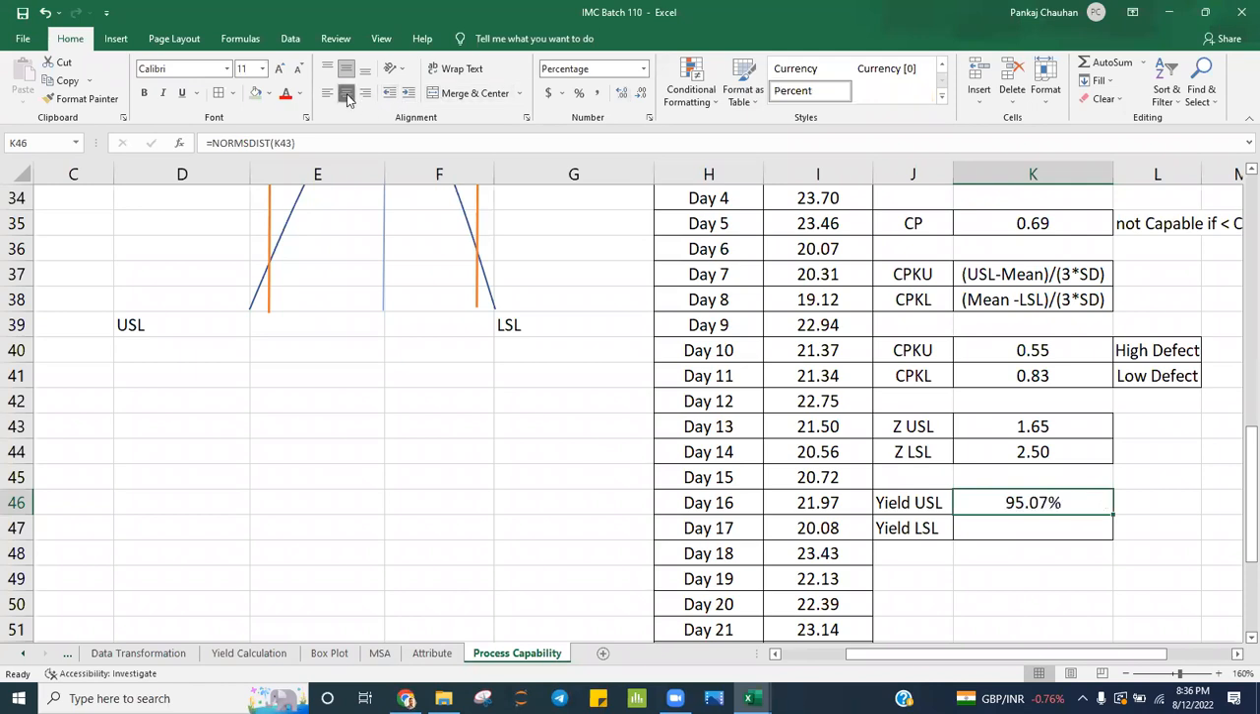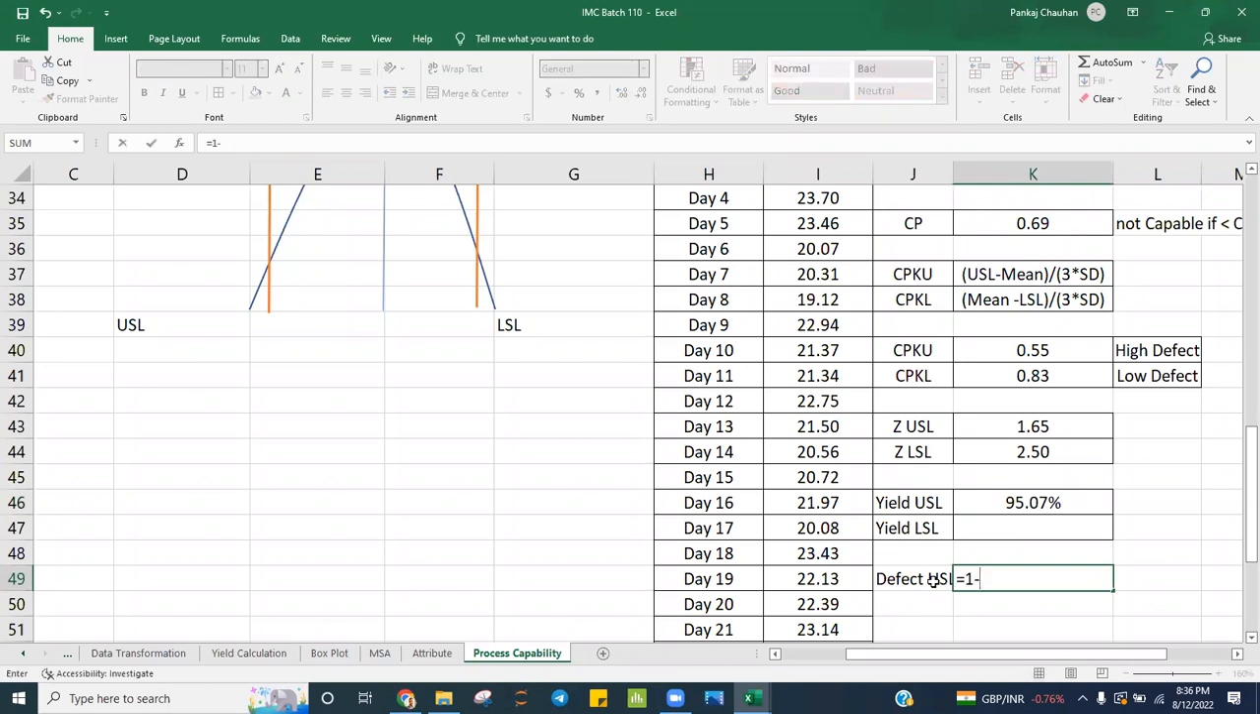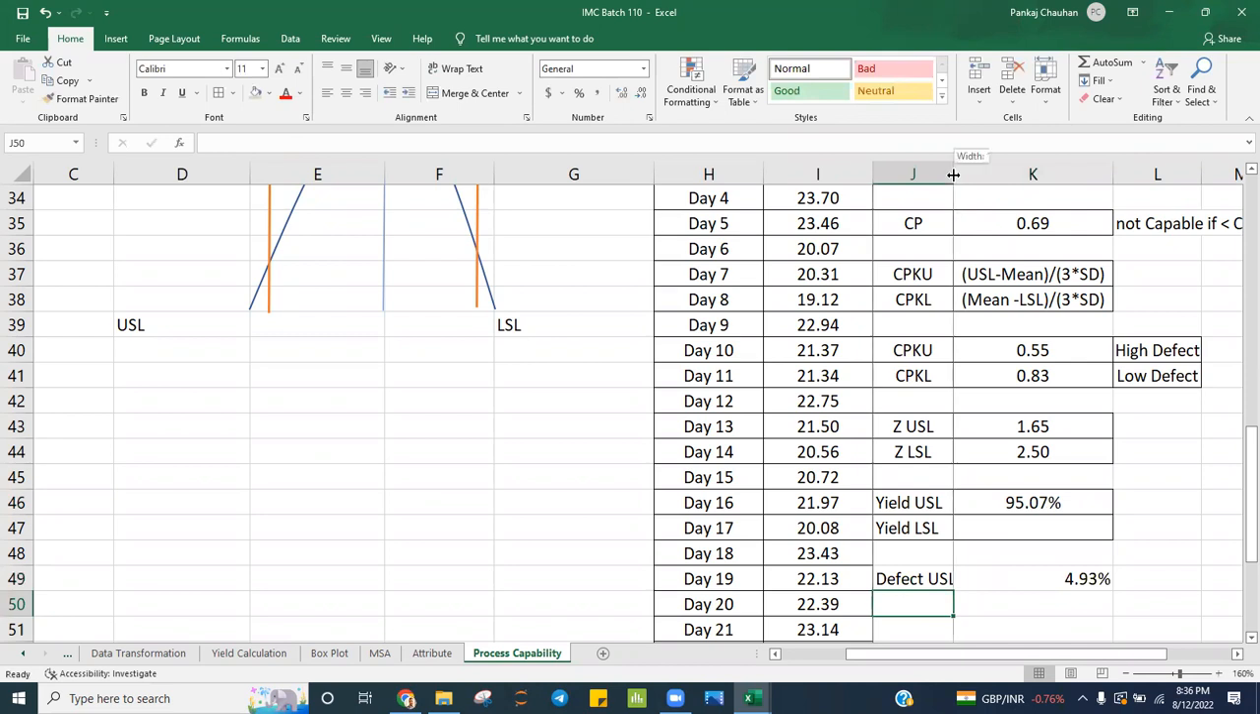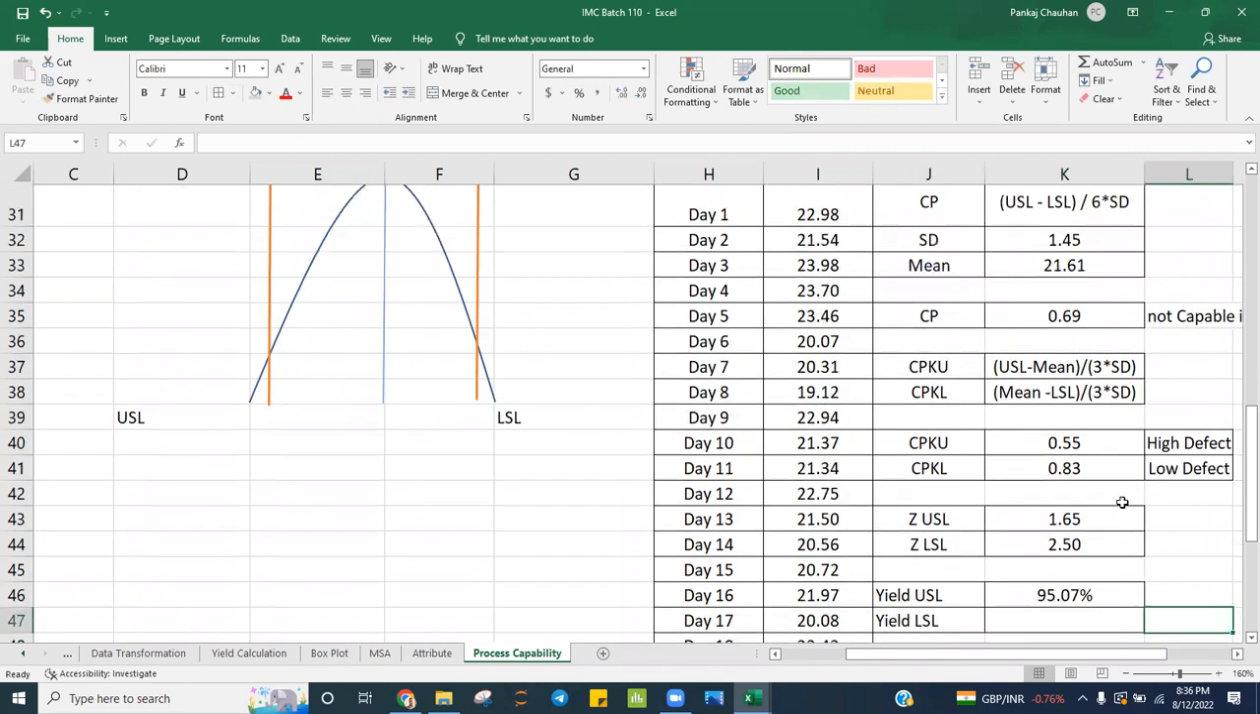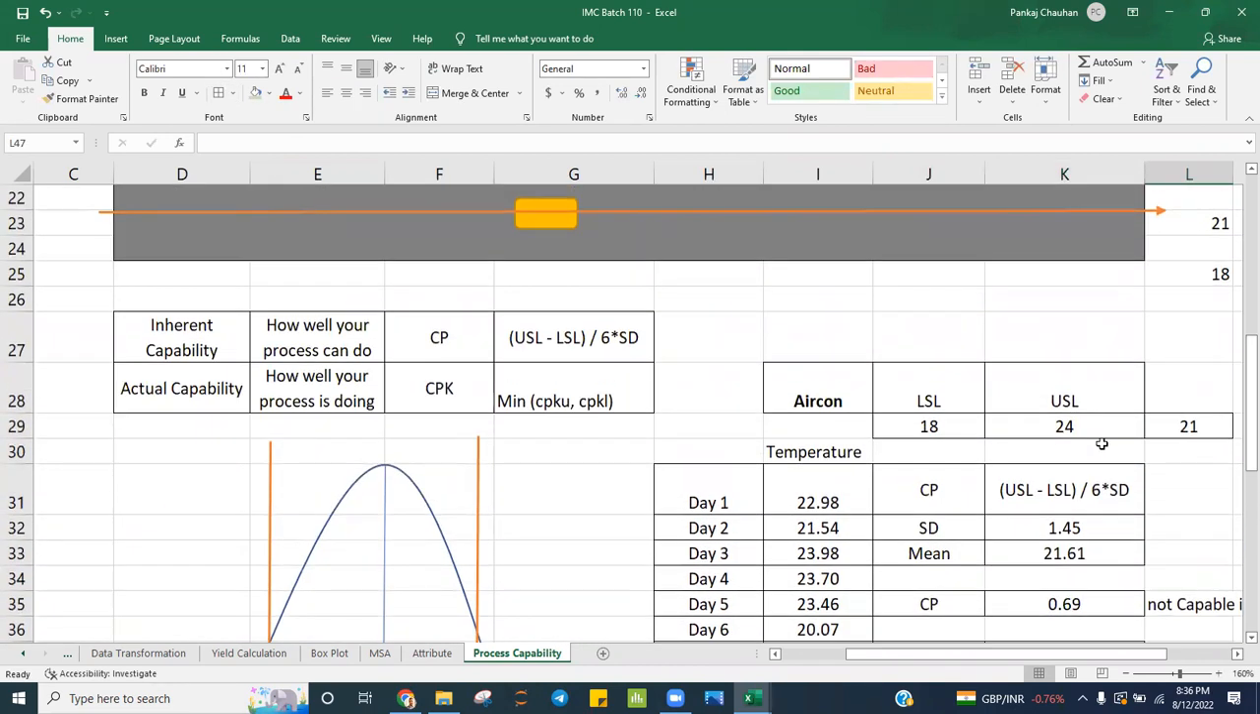So for the upper side, NORM.S.DIST, and the upper side value is 1.65, which means 95.07% of the time you will not miss the upper specification limit. How many times is there a chance, as per the data, that you will miss the upper specification? 1 minus 95.07, around 4.93% chance that you may miss the upper specification limit, which means the temperature of the air conditioner will cross 24 degrees centigrade.